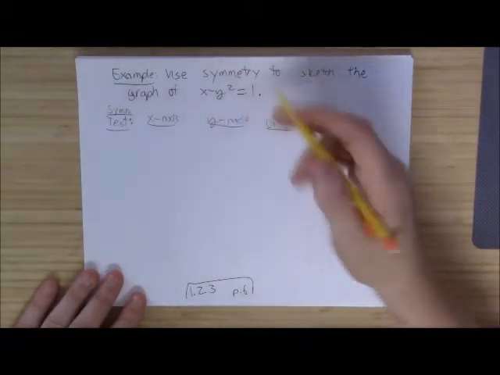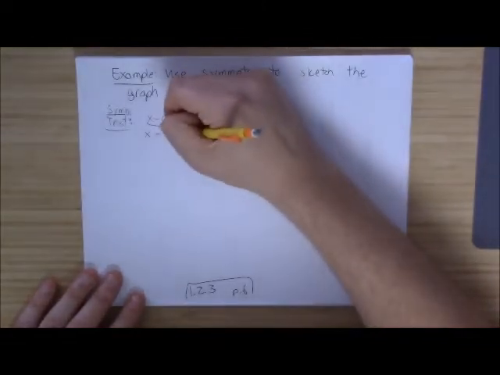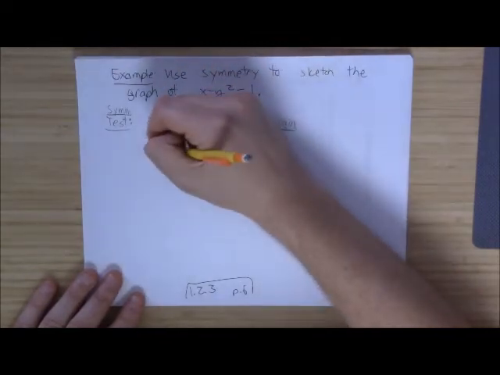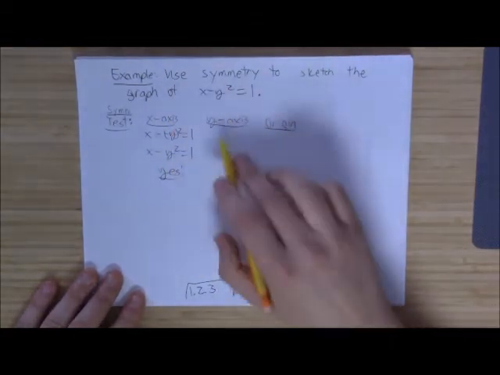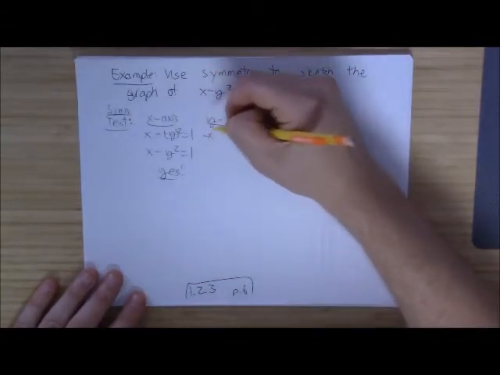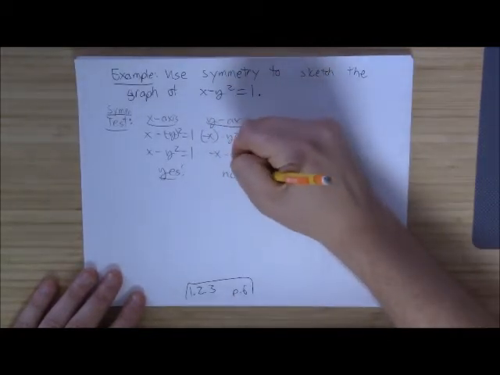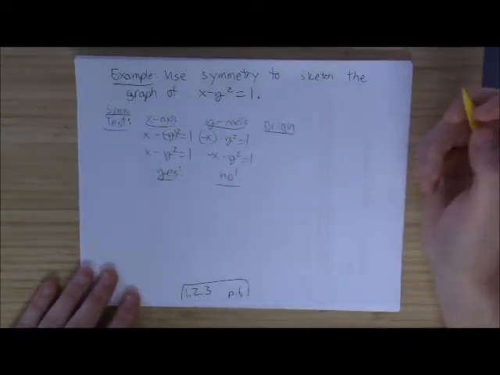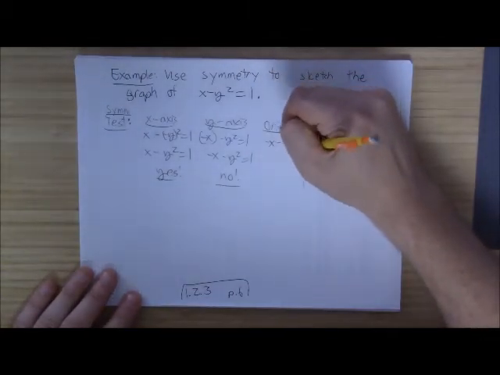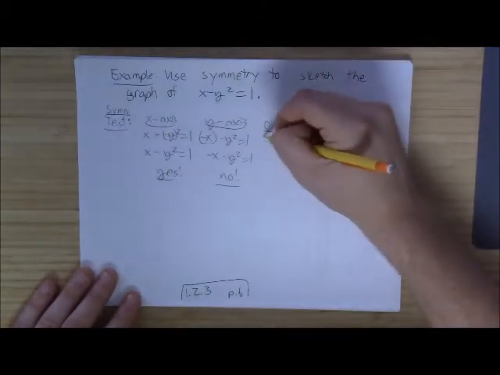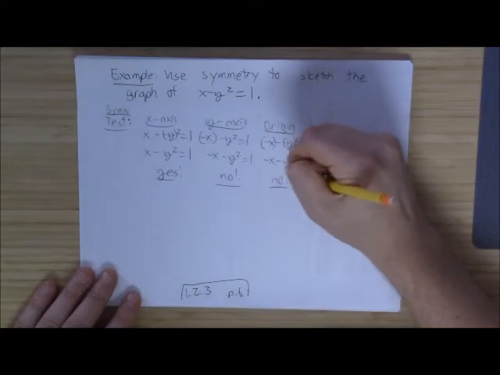X-axis symmetry, we replace y with negative y. We have x minus negative y squared equals 1. That is x minus y squared equals 1, since negative times negative is a positive. So yes, it's the same. Y-axis symmetry, if we do negative x minus y squared equals 1, we get something different, so no. And finally, for origin symmetry, we do negative x minus negative y squared equals 1. Negative negative is a positive, so we get negative x minus y squared equals 1, and again we see no. All right, so it has x-axis symmetry.